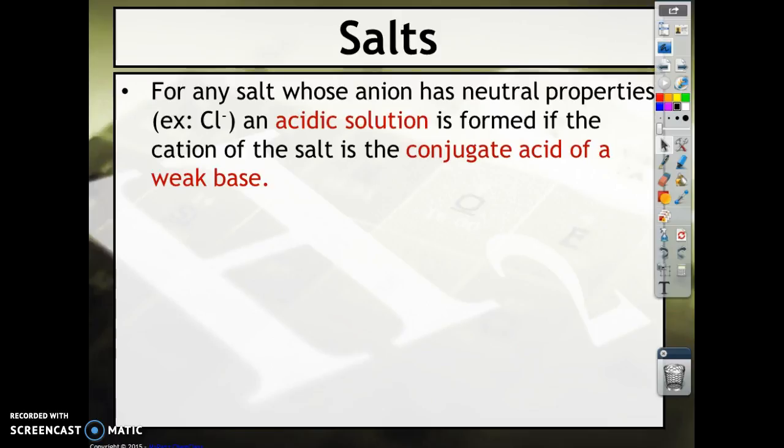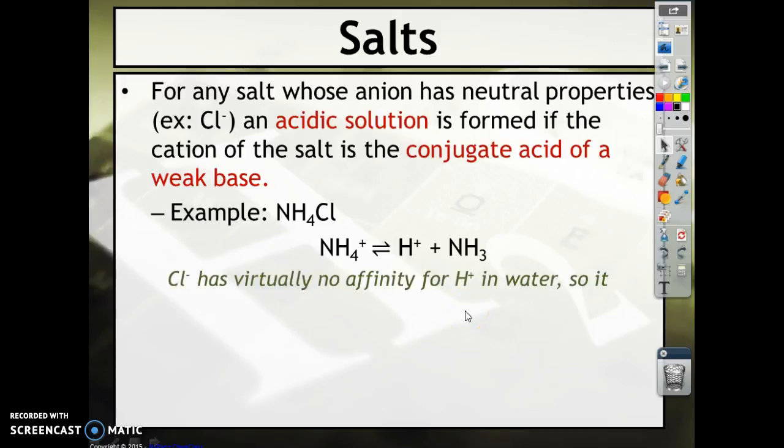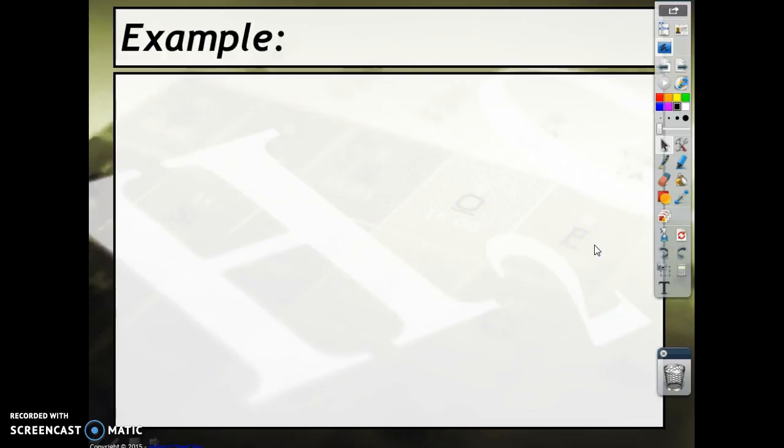So this is like a salt whose anion ends up having neutral properties and not affecting the solution. This will form an acidic solution, and that's because it's a conjugate acid of our weak base. So here's our example, ammonium chloride. When it breaks up in solution, it makes these H plus ions, which will make our solution acidic. The reason is that Cl doesn't really have the desire to bond with the hydrogen in water, so it doesn't have an effect.